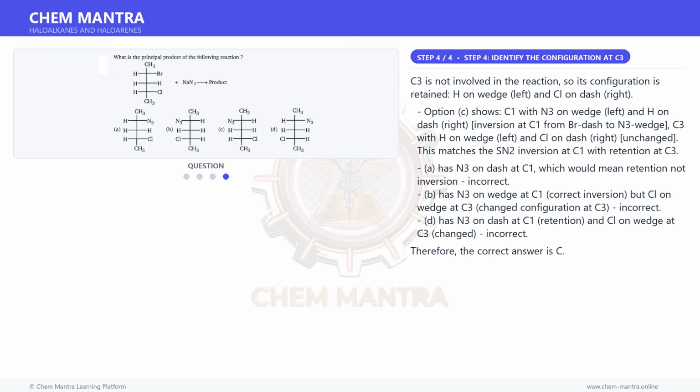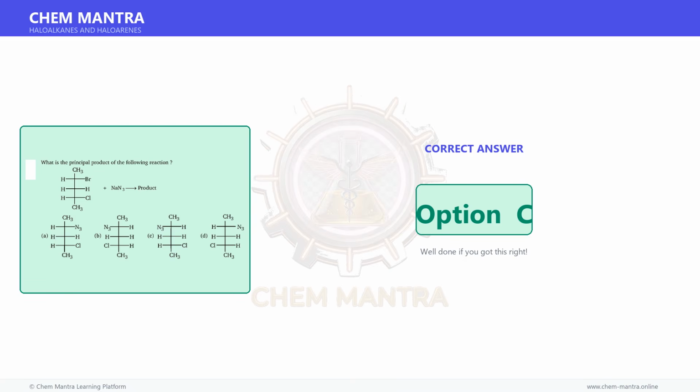A has N3 on dash at C1, which would mean retention, not inversion, incorrect. B has N3 on wedge at C1, correct inversion, but Cl on wedge at C3, changed configuration at C3, incorrect. D has N3 on dash at C1, retention, and Cl on wedge at C3, changed, incorrect. Therefore, the correct answer is option C.